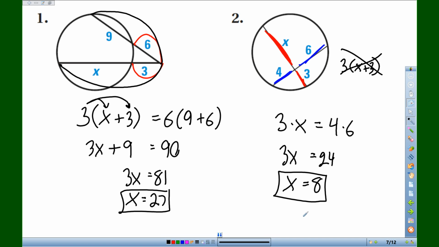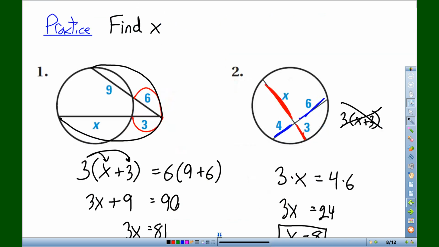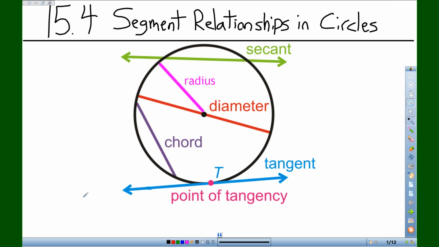Okay, so that was looking at the secant-secant, a little review on the chord. Last formula is called tangent-secant product theorem. Go ahead, take a minute and copy this. First thing, we got a new line called a tangent line. Let me go back to the very first slide. A tangent line is a line that touches the circle at just a single point. Compare that to a secant line, which goes through a circle and touches it at 2 points. So that's what makes something a tangent line. It hits at just a single point.